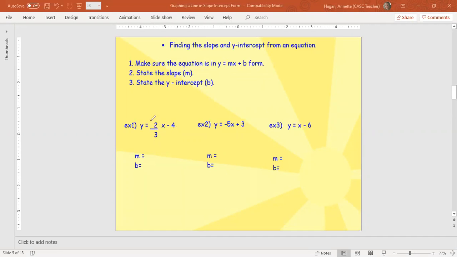So in this first example, it is in slope-intercept form. We look at it, and it matches up perfectly with y equals mx plus b. So we just literally match up what we've got here. So m is 2/3, and b, now notice the formula is plus b, but this is a -4. So b is going to be -4. Okay, so what I want y'all to do is take a minute. I want you to pause this video.